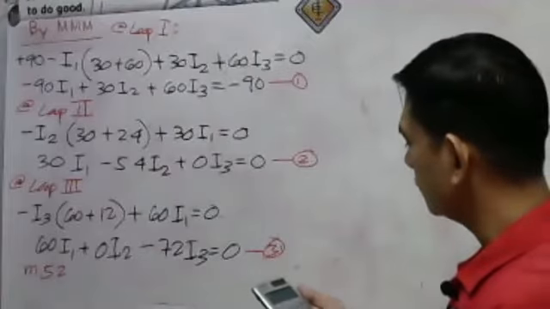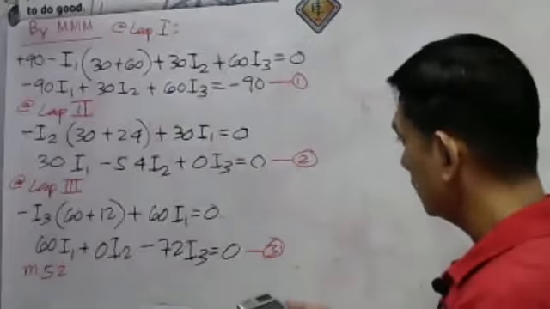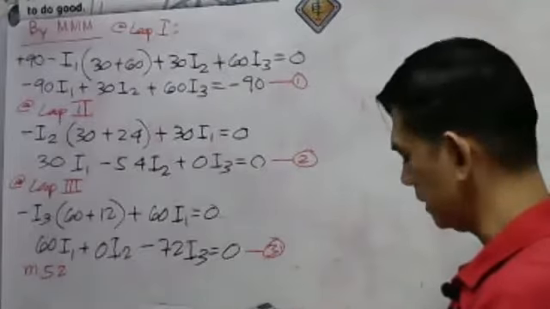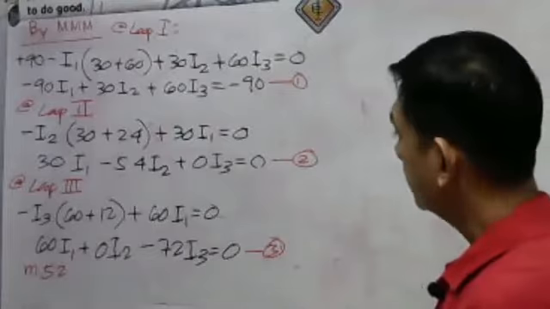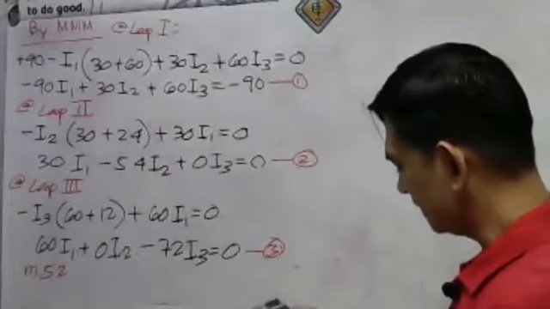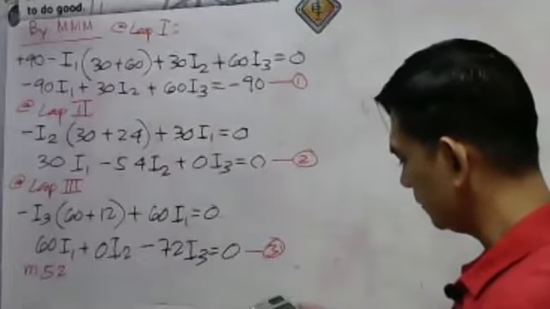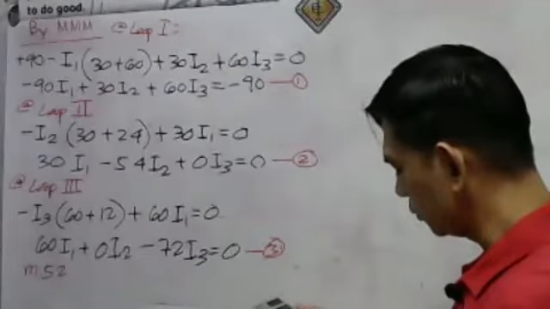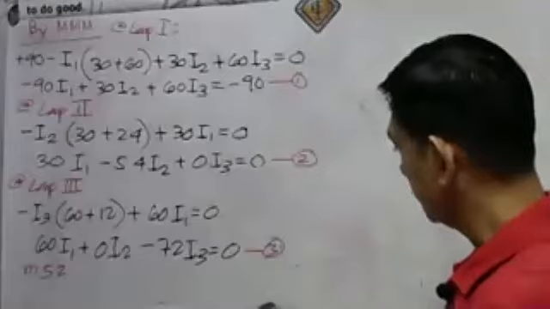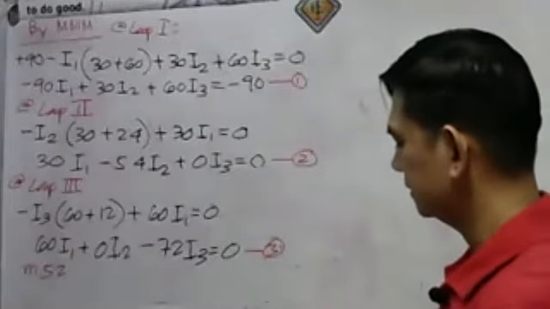Then equation number 2 now: 30 equals, then negative 54 equals, then 0 equals, then another 0 equals. Then we have 60 equals, then 0 equals, then negative 72 equals, then 0 equals, then equals.